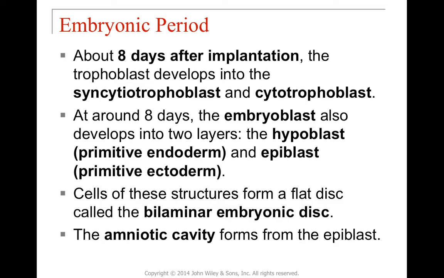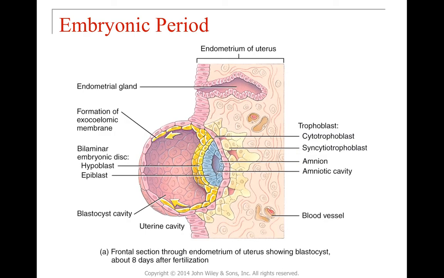And these are going to make a flat disc. It's bilaminar. Again, we have the endo and the ectoderm, so we have a bilaminar embryonic disc. It's going to become trilaminar again in just a moment, well, in a few days when we're going to add in the mesoderm. And the amniotic cavity is going to form from the region that was the epiblast region.